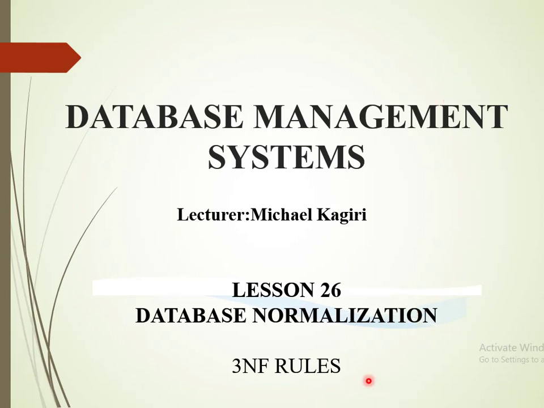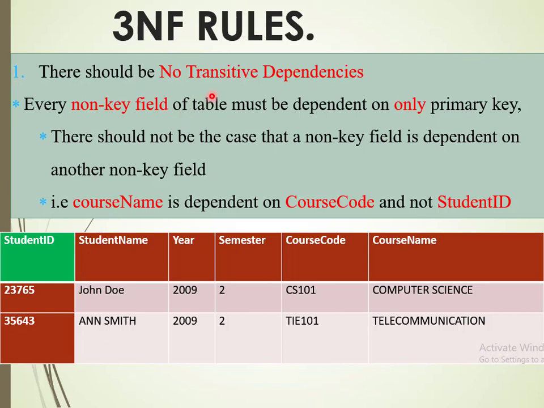Today we are going to be looking at the 3NF and specifically the rules that guide us to determine that indeed a relation is in the 3NF. For us to state that a relation is in the 3NF, the rule is that there is no transitive dependency. In other words, all non-key fields or all non-key attributes should only be dependent on the primary key and nothing else.